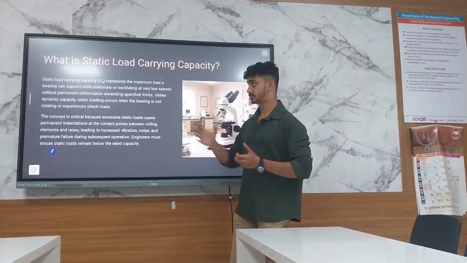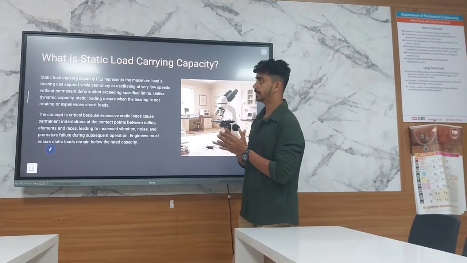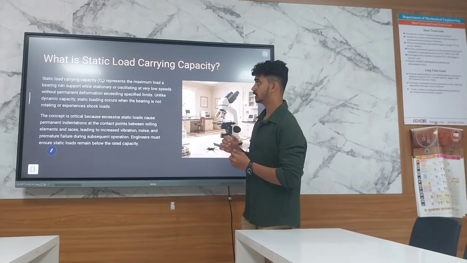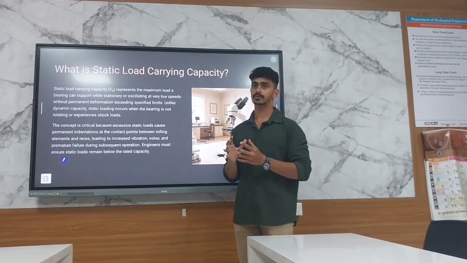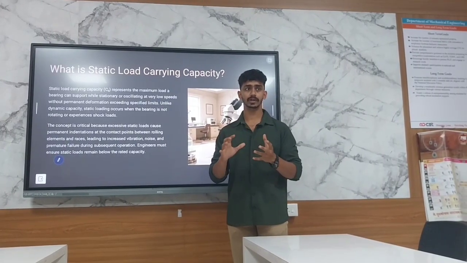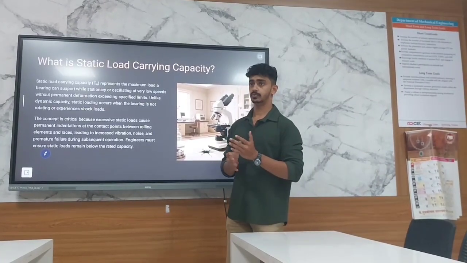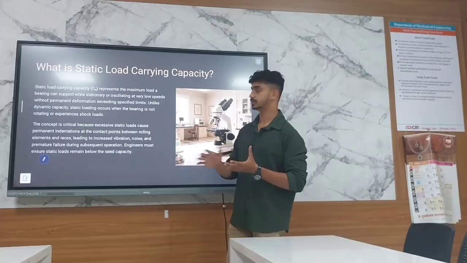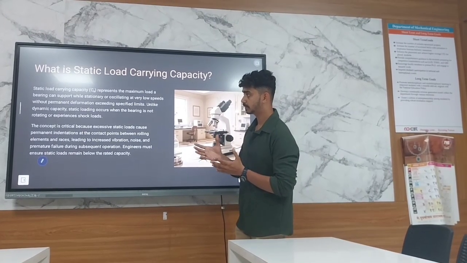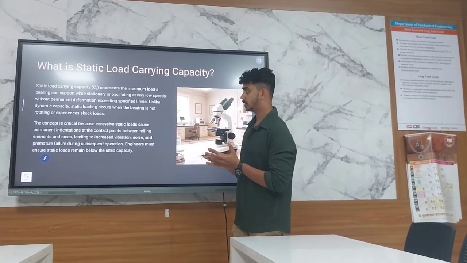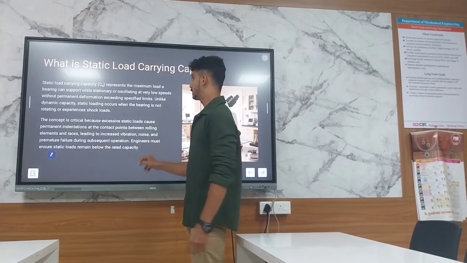So what is static load carrying capacity? It represents the maximum load a bearing can support while stationary or oscillating at very low speeds without permanent deformation. The bearing should not get any deformation. It's the most basic property of a bearing that it should not get deformed due to the existing load, otherwise the machine will be affected. It is a very critical concept because excessive static loads cause permanent indentations at the contact points between rolling elements and races, which will be hazardous to our element or machine.